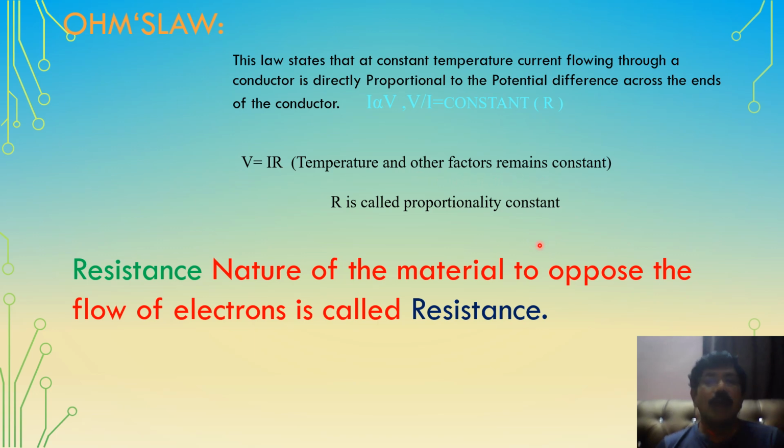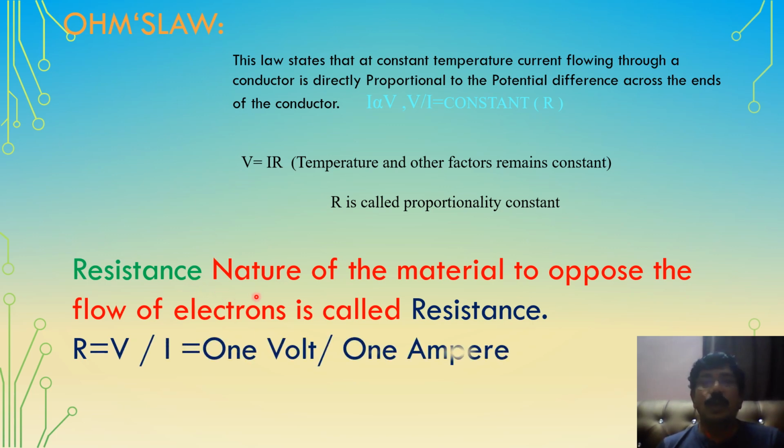Now, how can we define resistance? Resistance is nothing but the nature of the material to oppose the flow of electrons. In day-to-day life also we observe resistance. For example, nowadays schools are not going, so the children resist waking up early in the morning. Just like that, the tendency of the conductor to oppose the flow of electrons is known as resistance.